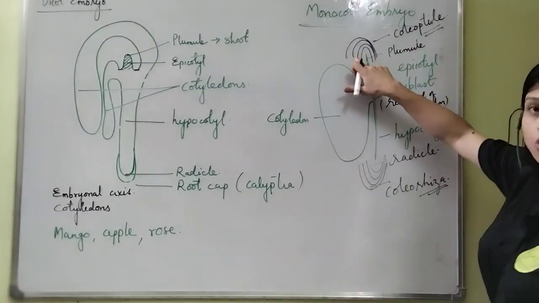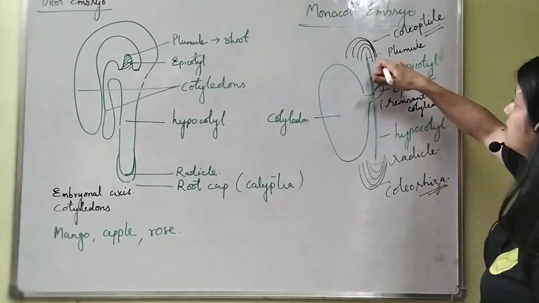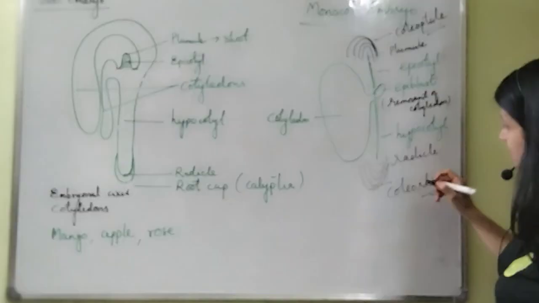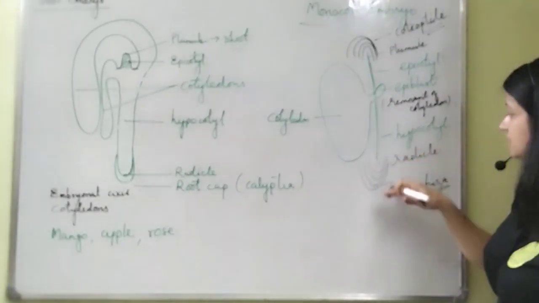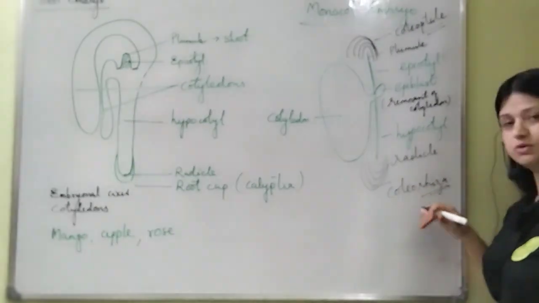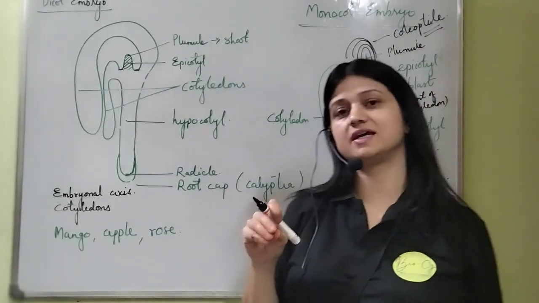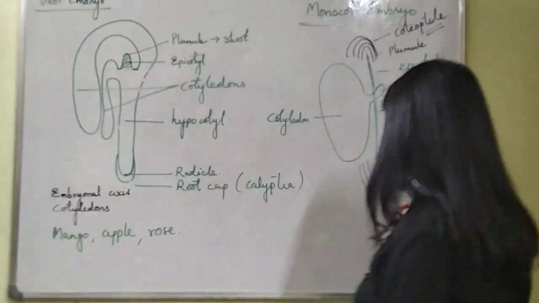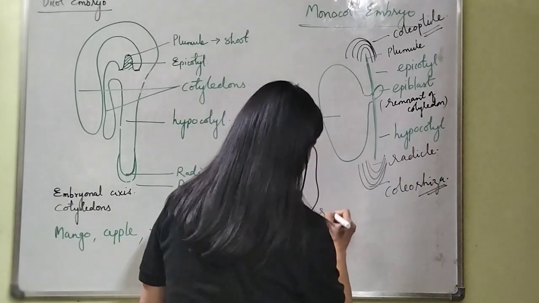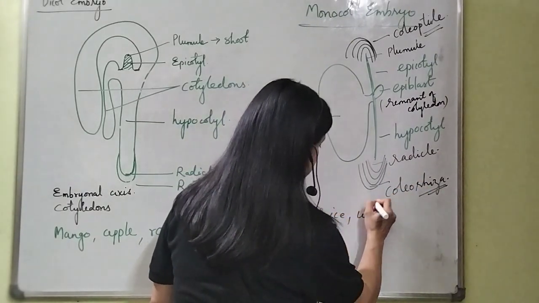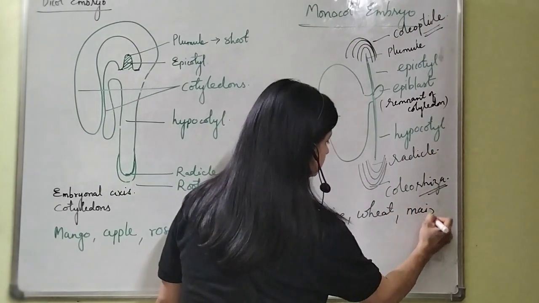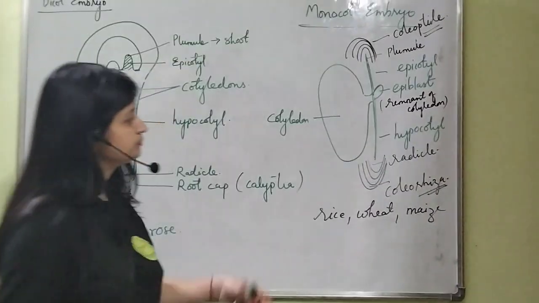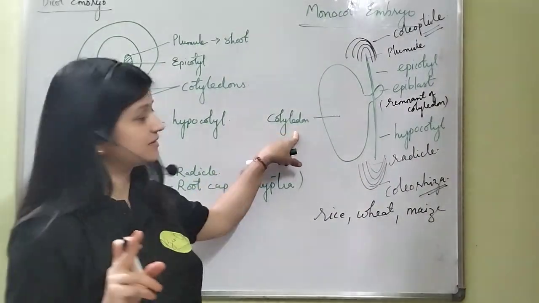Coleoptile, it is hollow leaf-like structure which covers the plumule. Similarly, there is undifferentiated sheath-like structure which covers the radicle, and it is known as coleorhiza. We can see these in grass family. ठीक है? Grass family, it includes rice, wheat, maize, bamboo.